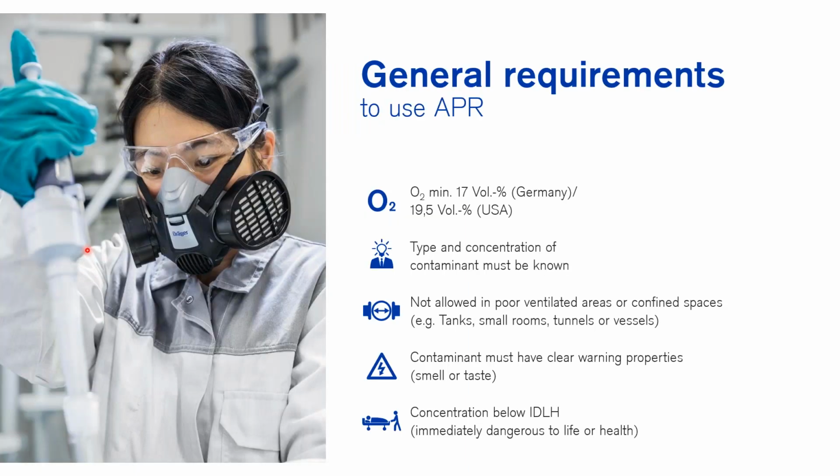So before we start, we need to look into the general requirements for using the APR. We need to understand that there has to be a minimum oxygen present in the environment. Taking our region as an example, ASEAN, we follow the 19.5% rule. You also need to know what type of contaminant and the concentration, especially the concentration of the dust in the environment. And most importantly as well, you are not allowed to use these products, especially filtering face pieces, in poorly ventilated areas or, most important, confined spaces.